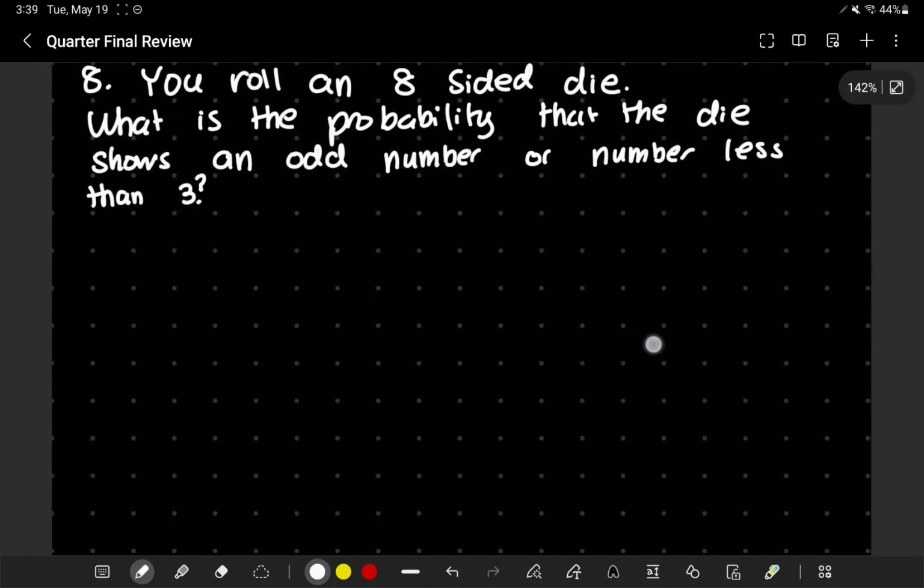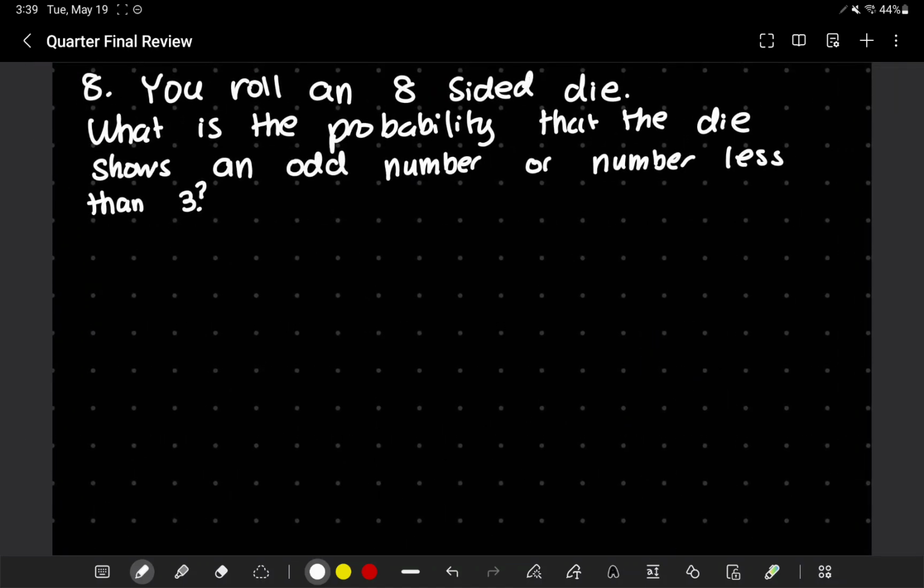In number 8, it says this: I roll a 8-sided die. I'm going to underline that. And the question is, what is the probability? Again, you read probability, you underline that. And this time you have to ask yourself, well, what is it asking for? You look and it says the dice shows odd or, and that's the key part, the word or, a number less than 3.